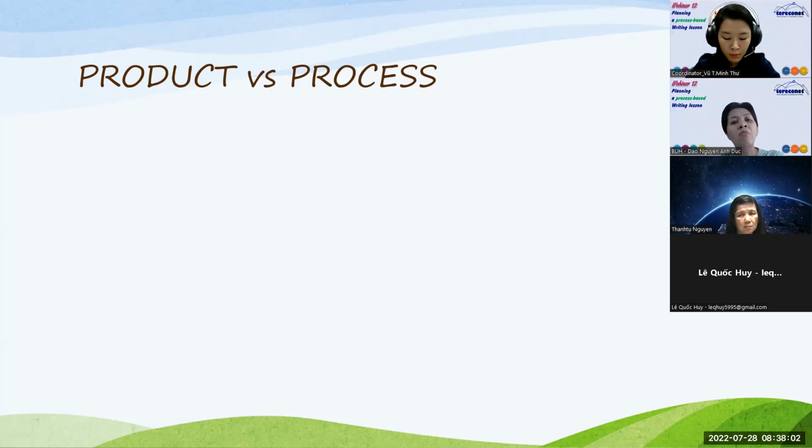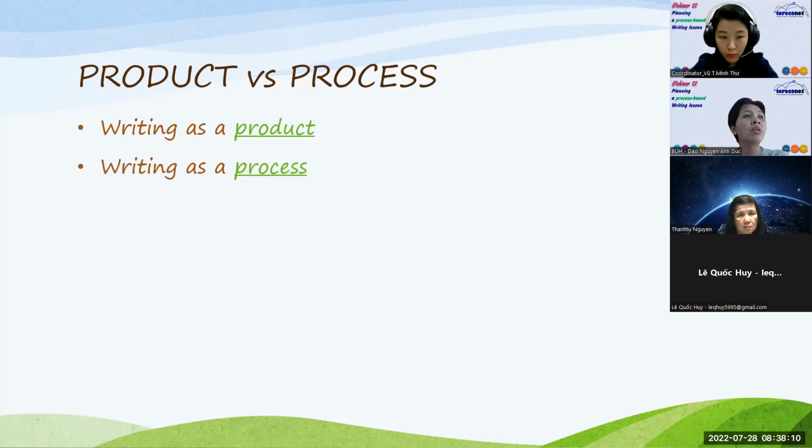So when we talk about product-oriented and process-oriented, what do you think about writing as a product, and what is writing as a process? Can you think of any differences between the two processes? Any idea, please? You can type in the chat box, or you can turn on your microphone and share with everybody, please.